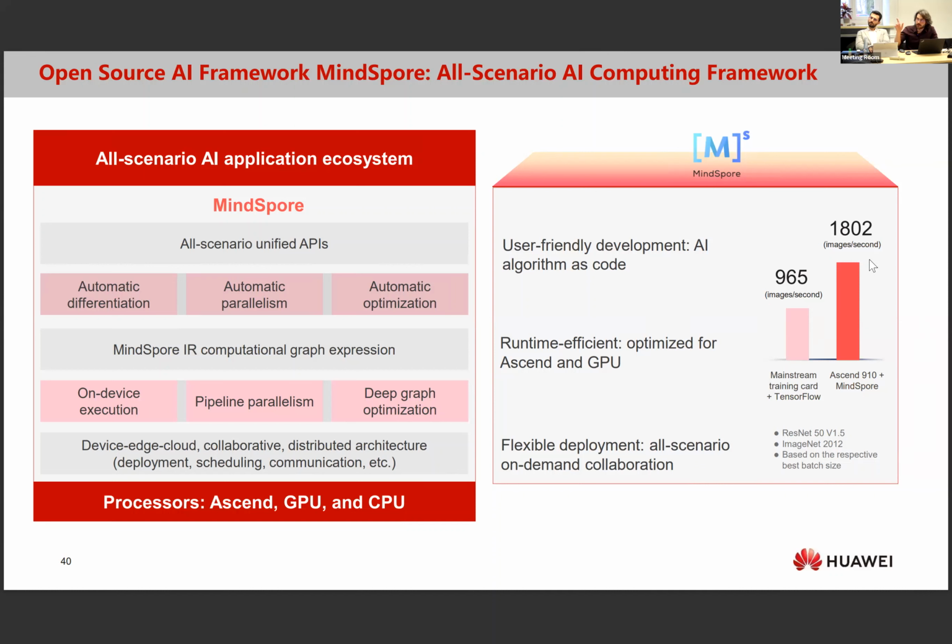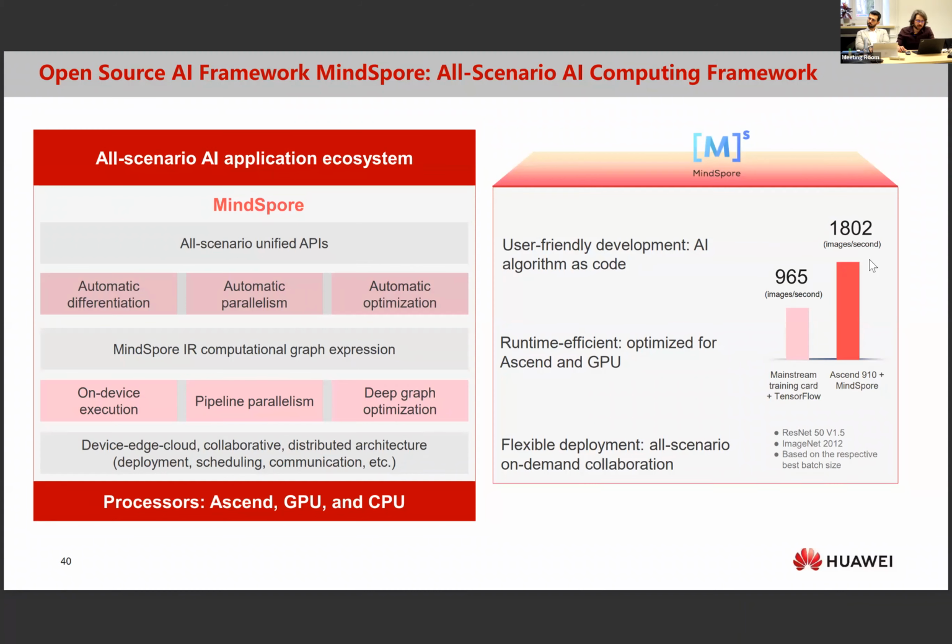Please have a look at the right side of the page, and you can see Ascend 910 plus the MindSpore framework shows better performance than GPU plus TensorFlow on ResNet-50 with the ImageNet dataset. It's providing approximately 2x performance, and it looks fine.